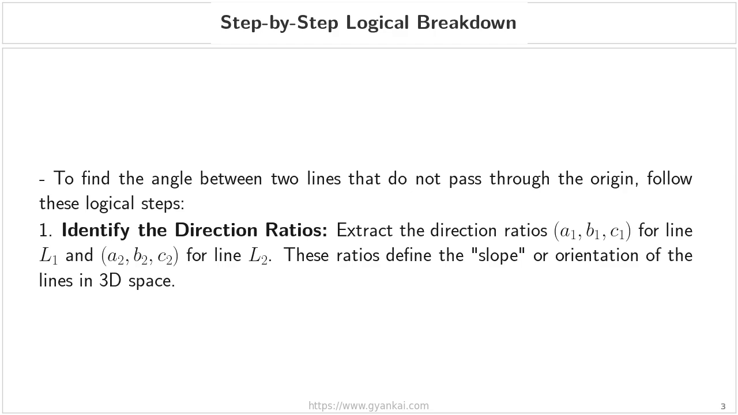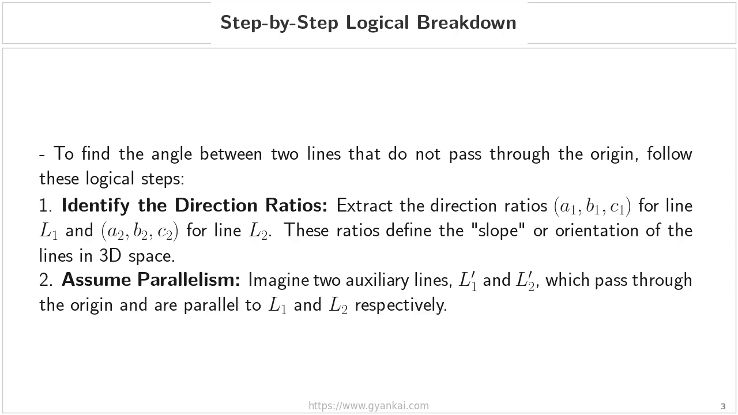First, your primary task is to identify the direction ratios. You need to look at your given equations for line L1 and line L2 and extract the values for a1, b1, c1, and a2, b2, c2. Think of these ratios as the DNA of the line. They don't tell us where the line is located, but they define its slope or its specific orientation in 3-dimensional space.